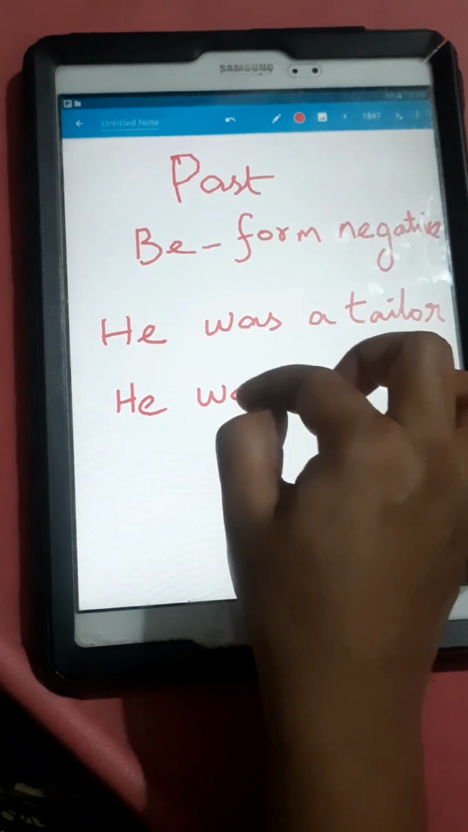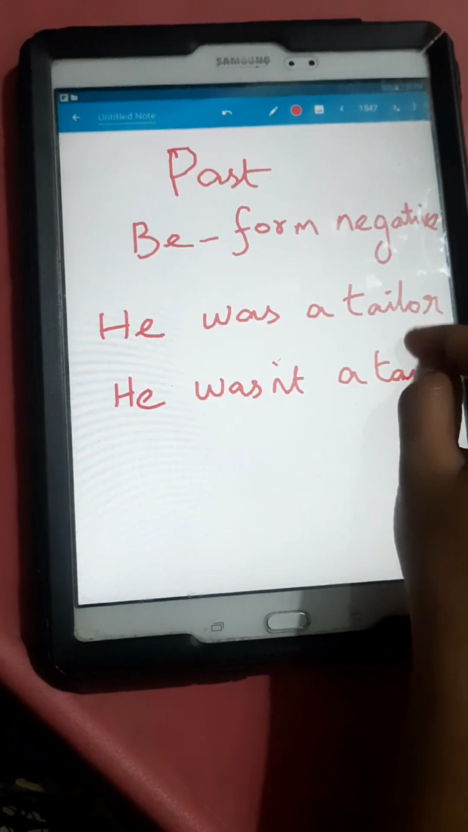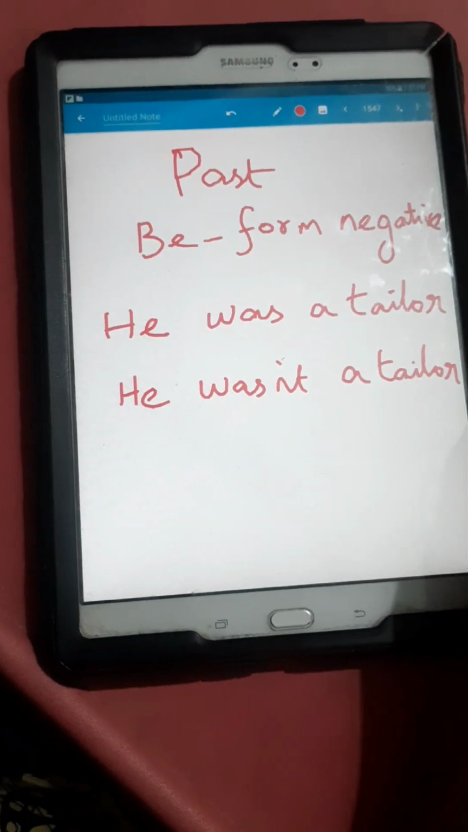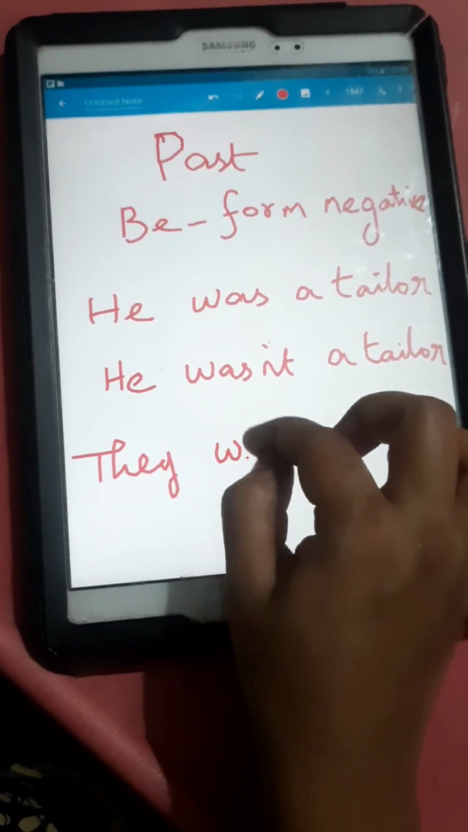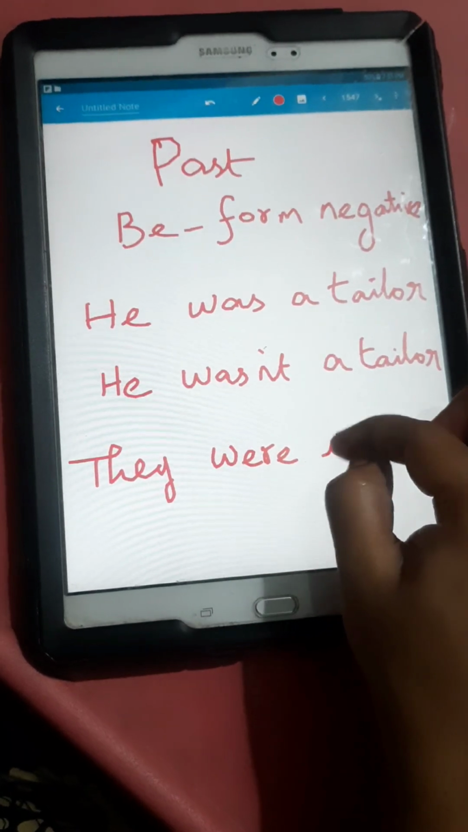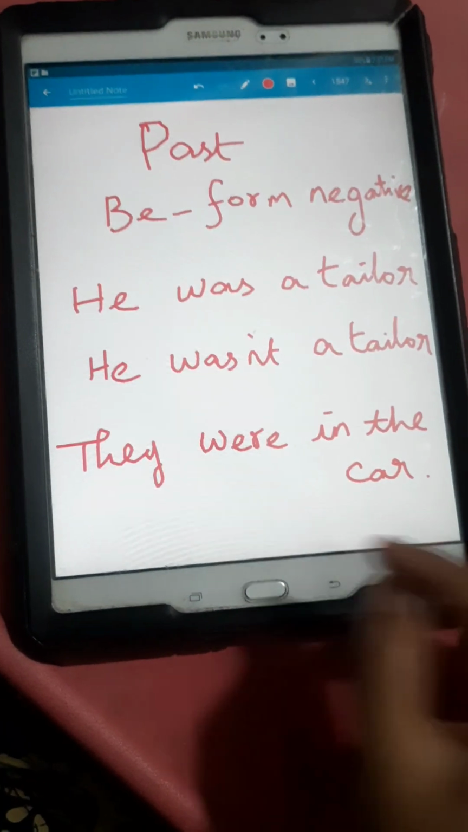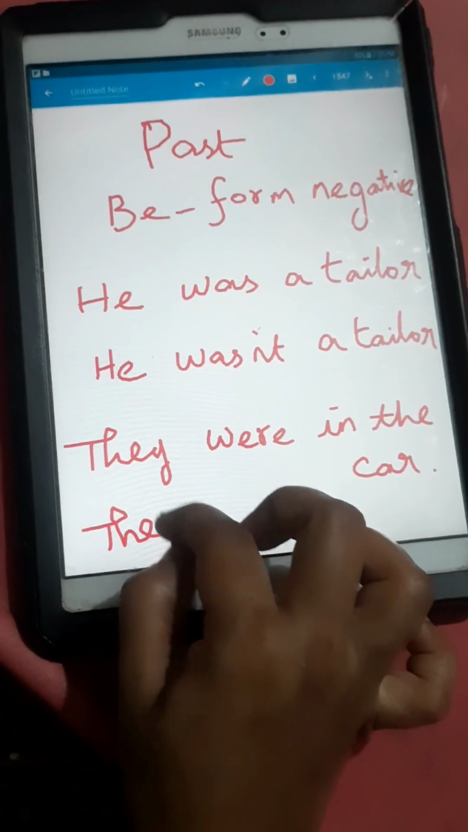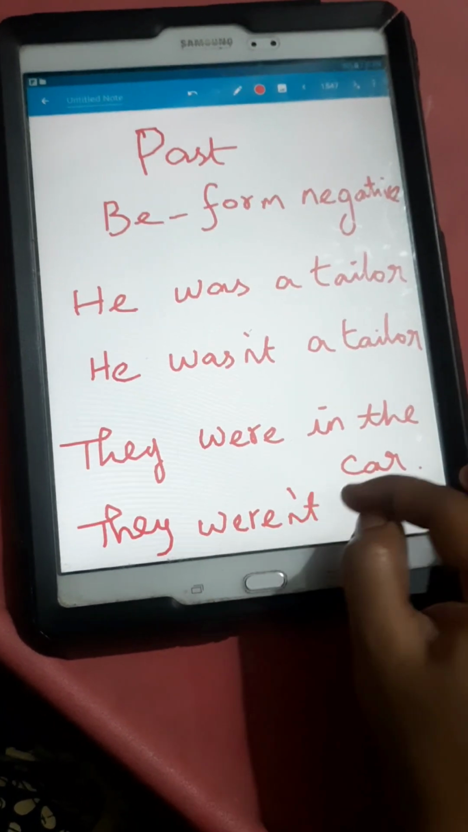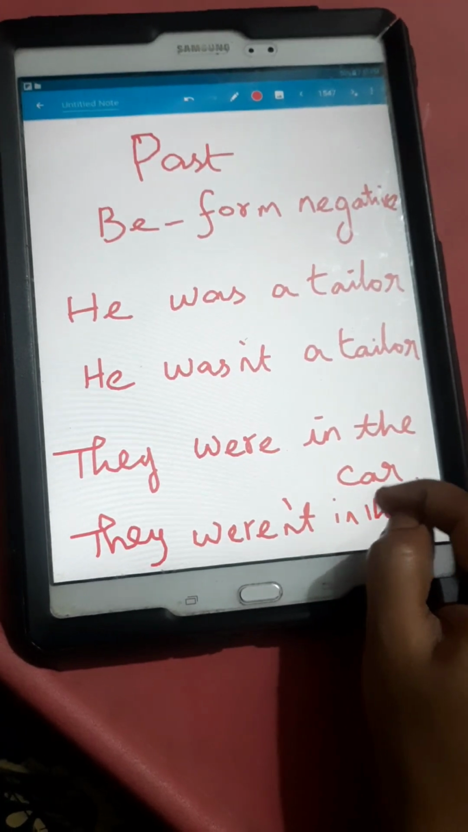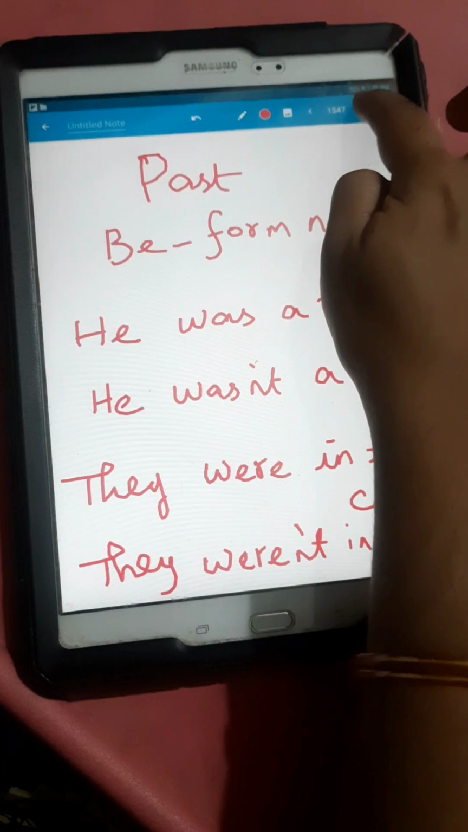The first sentence I have for you is, he was a tailor. If you want to change this into negative, he wasn't a tailor. Very easy and very simple. Follow the rule and you also can make a sentence in a negative form. The next sentence I have for you is, they were in the car. If you want to change it, they weren't in the car. Like that we can change the sentence into negative in a past be form of a sentence.